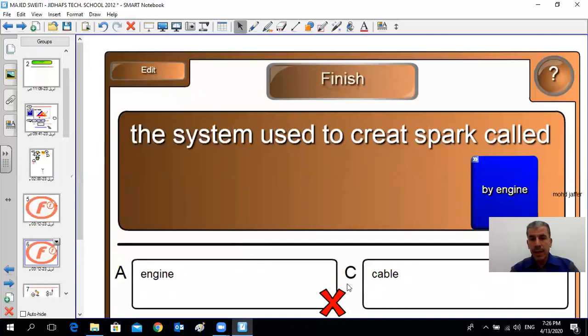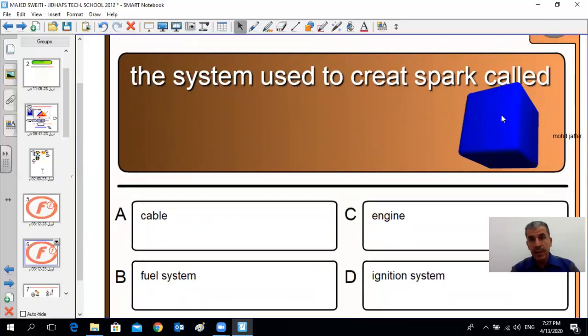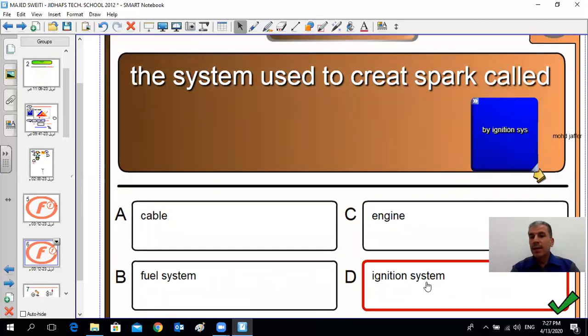Also, Mr. Cube answered before with engine, but he got the wrong answer. So let's read the question, then answer. The system used to create spark is called what? We will give you a chance again to answer. Fuel system, no, Mr. Cube. Ignition system. So you know the answer. I know you are getting the answer, but you are joking with us. So the system used to create spark is called the ignition system. Yes, correct answer. The ignition system will create spark, but the fuel system will give us fuel.